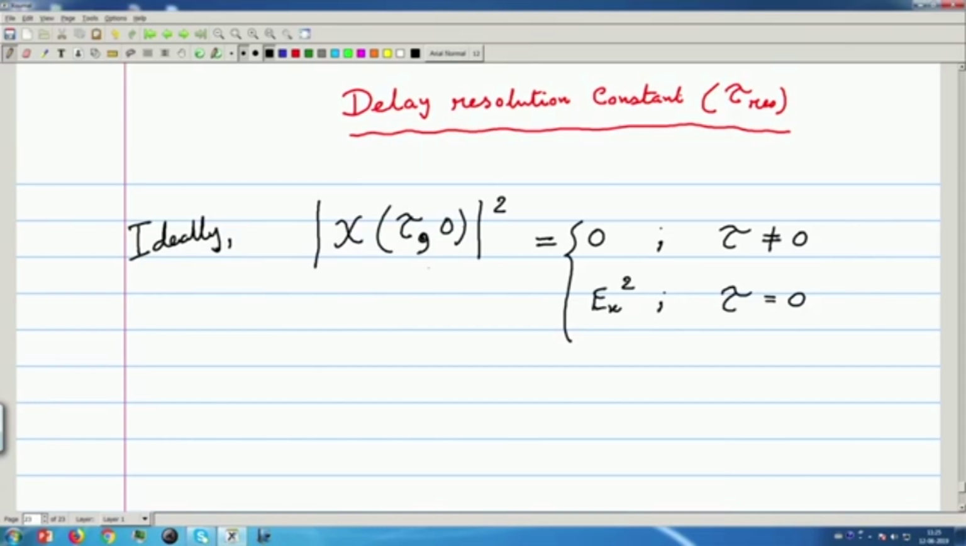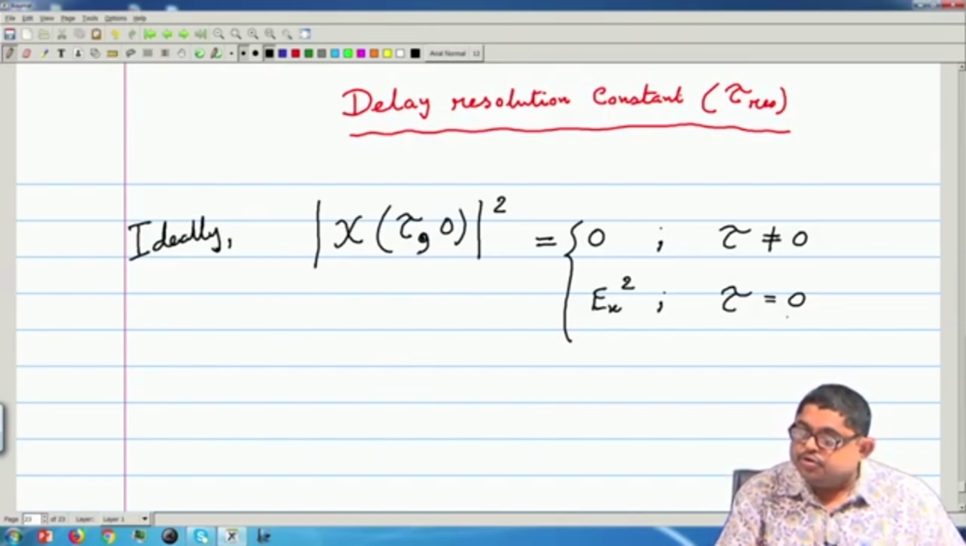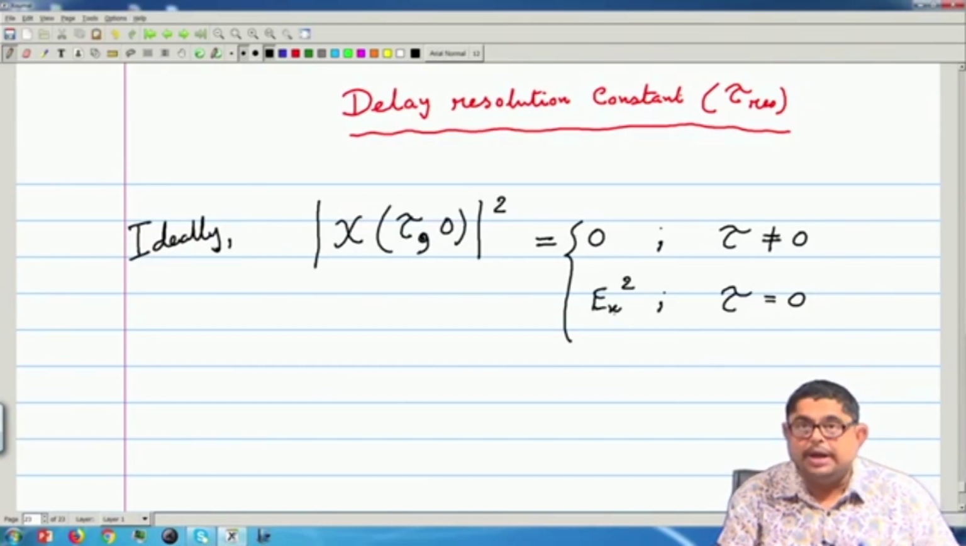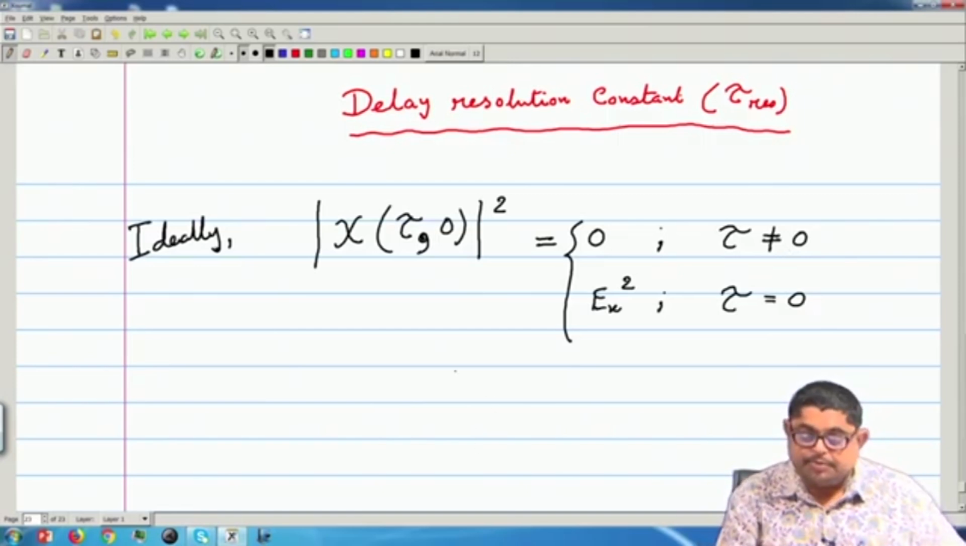Now, ideally, in the ambiguity function we are putting the Doppler portion off. So, it has only delay. So, this is the delay range ambiguity function. Ideally we know that the magnitude square of this range ambiguity function should be peaky. At tau equal to 0, it should have the peak, and that peak should be equal to the whole energy of the signal, and at other places it should be 0. That means, it should be an ideal impulse type of thing.